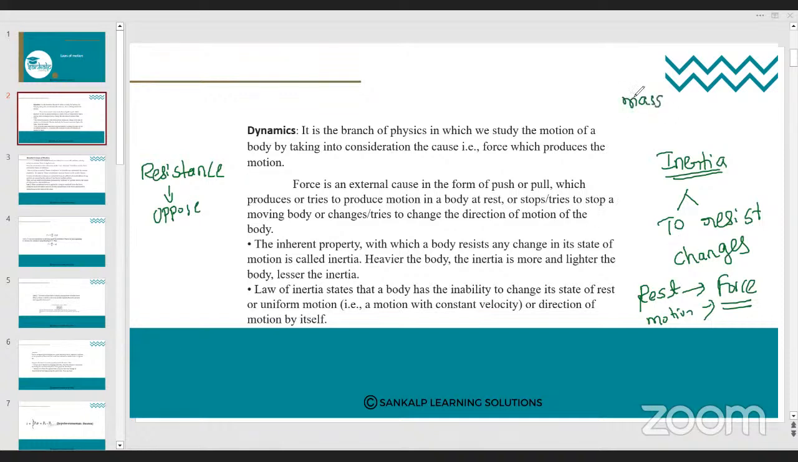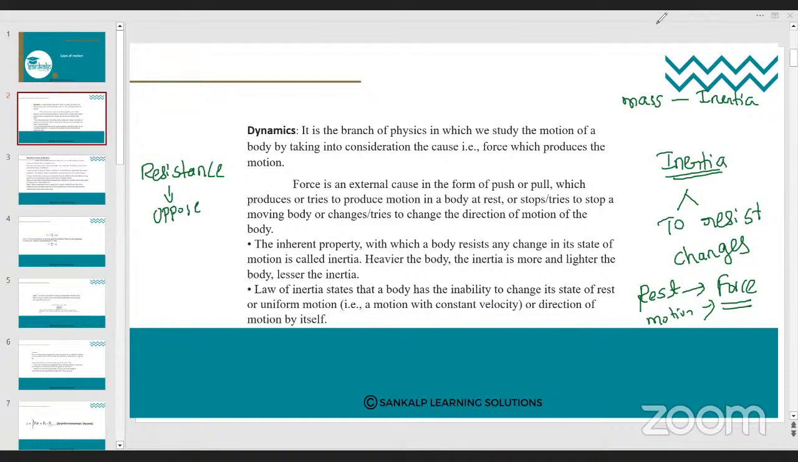If the mass is more, then what we can say, the inertia is also more. If the mass is more, the inertia is more. If the mass is less, the inertia is less. Yes. So this is about the inertia. So what do you mean by inertia? That is to resist the changes in the body. It is called as what? Inertia.